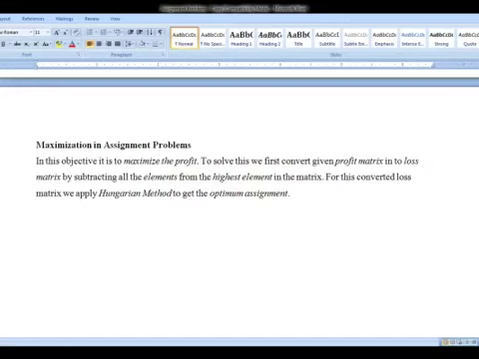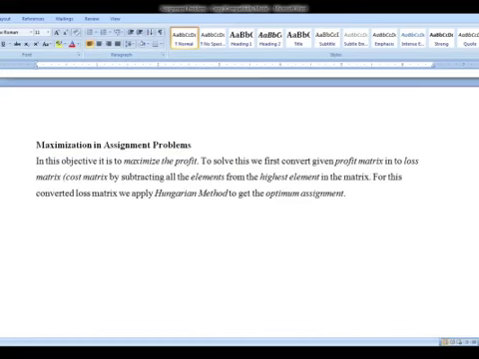So maximization in assignment problem, in this the objective is to maximize the profit. To solve this, we first convert given profit matrix into a loss matrix. So loss matrix is nothing but the cost matrix. Both are one and the same. By subtracting all the elements from the highest element in the matrix. So we need to take the highest element and subtract all the elements from the highest element in the matrix.